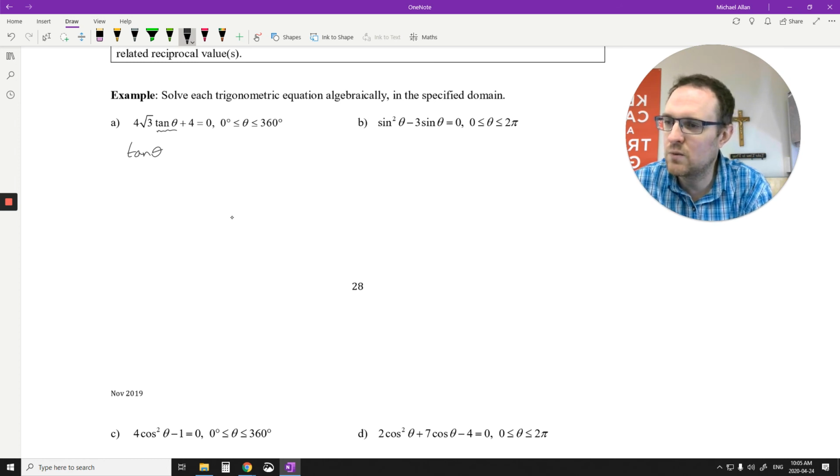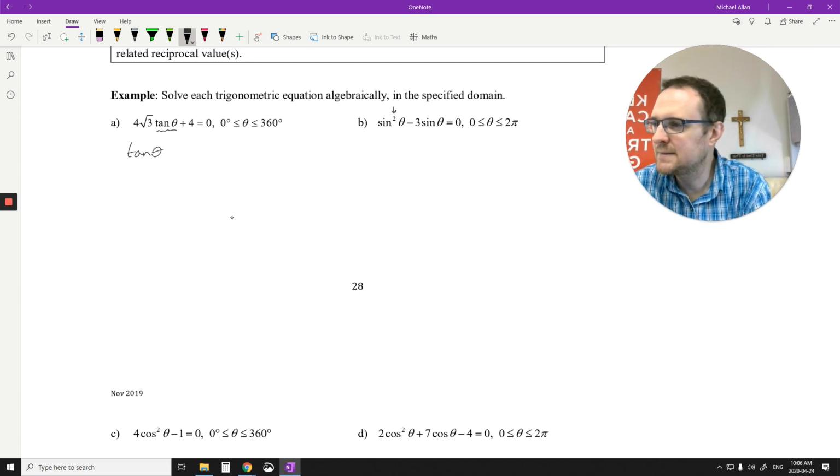If you have more than one sine in there, like the second question here is a sine squared and a sine, then you can't really solve for sine. You can't get it by itself. So you'd make it equal to 0. You'd factor it if you can. We'll talk about what the sine squared is, what that means, in a bit.